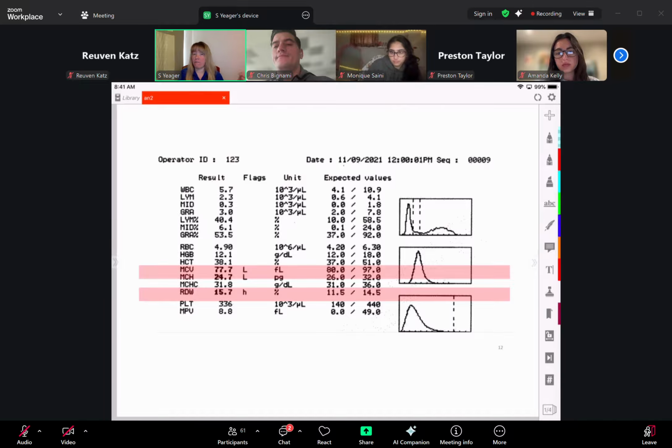The iron, the ferritin, the TIBC changes. And then you start to see the indice changes, like the cells become smaller and more pale. And then the last thing that happens is you actually become anemic.